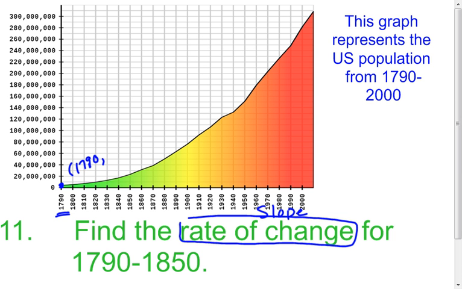So this is the coordinate 1790. And then I need to look at the population, and I know it's kind of hard to see, but this would be 10 million people, and so then this coordinate right here would be 5 million people. So that's that coordinate. And then I'm going to go to the year 1850, which would be right here. And that is the coordinate 1850. The population of that, if you look across, is about 25 million, I would say.